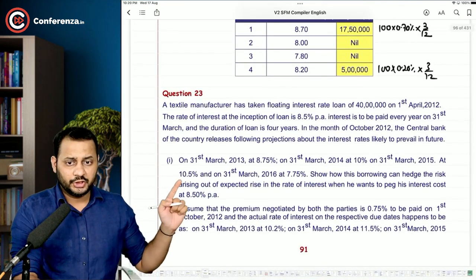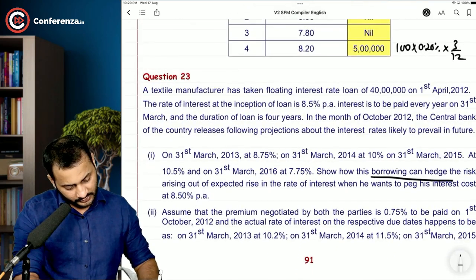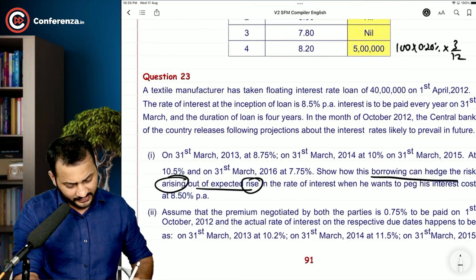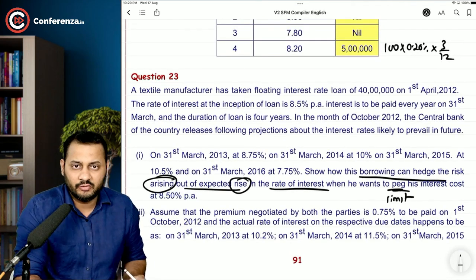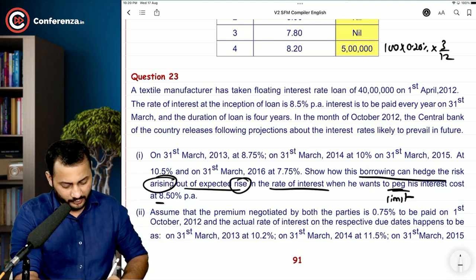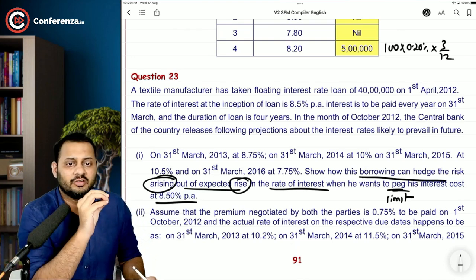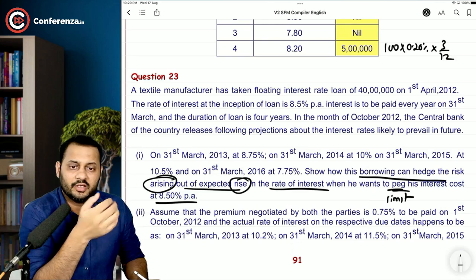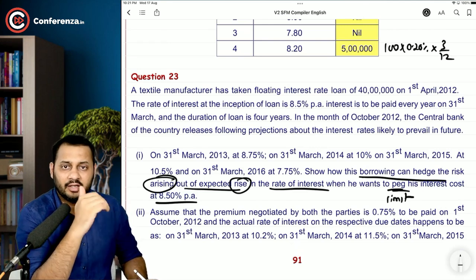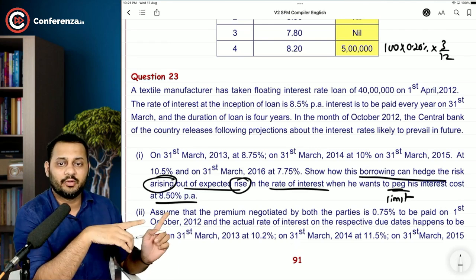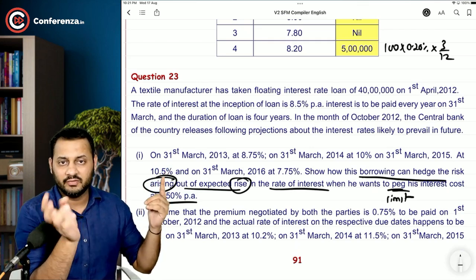Show how this borrowing can be hedged. This borrowing can hedge the risk arising out of the expected rise in the interest rate when he wants to peg, limit his interest cost at 8.5% per annum. This is going to be an answer in terms of a statement where you will write that we can do the hedging by taking a cap option whose strike price is 8.5%. So whenever the rate goes beyond 8.5%, we will get the extra amount.